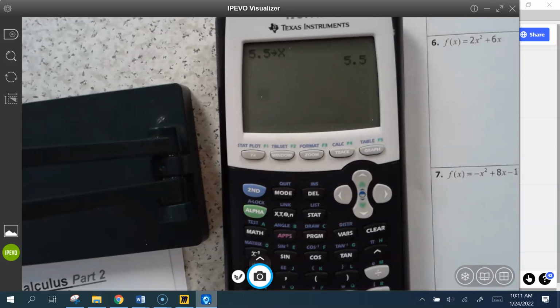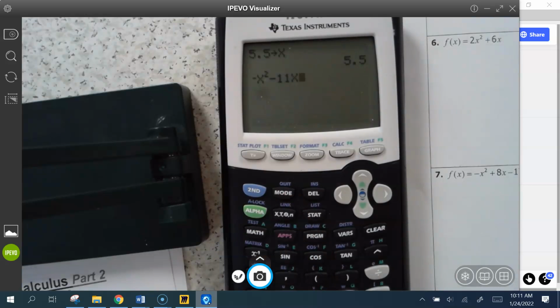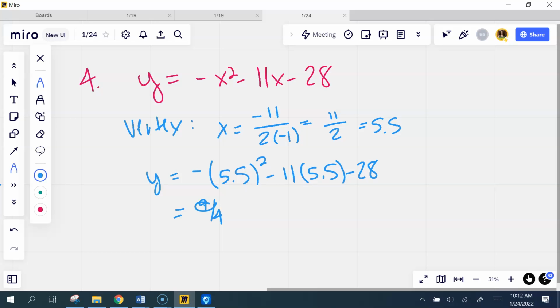So the equation was negative x squared minus 11x minus 28. What if I wanted to make that a fraction? Math. So negative 118 and 3/4. Negative 118. We'll keep it as a decimal. Y'all like that a little better.